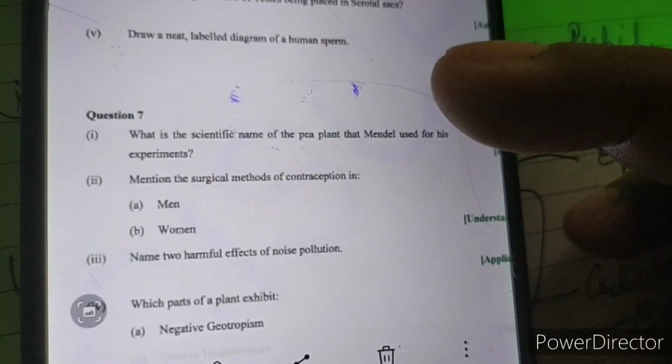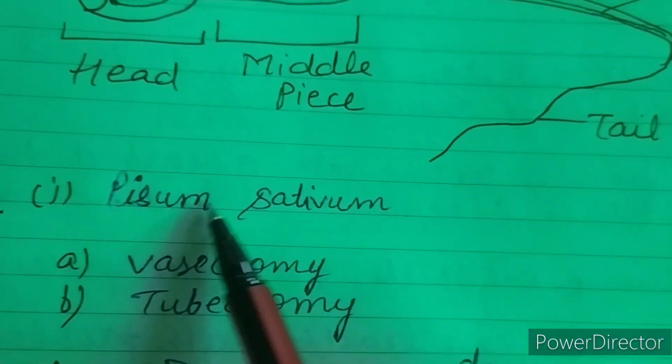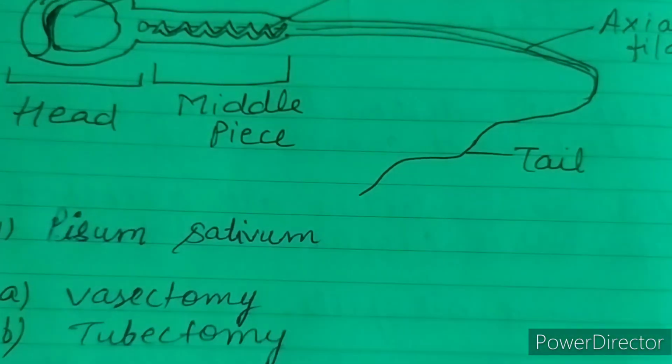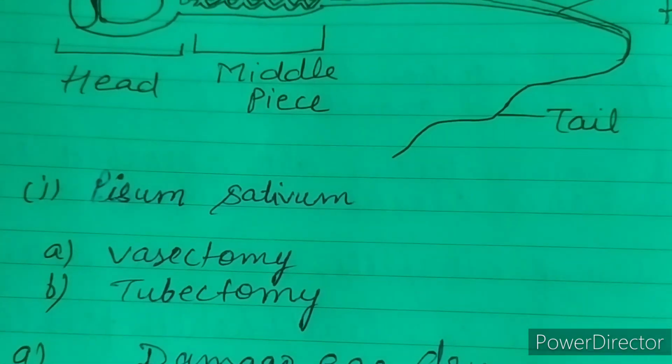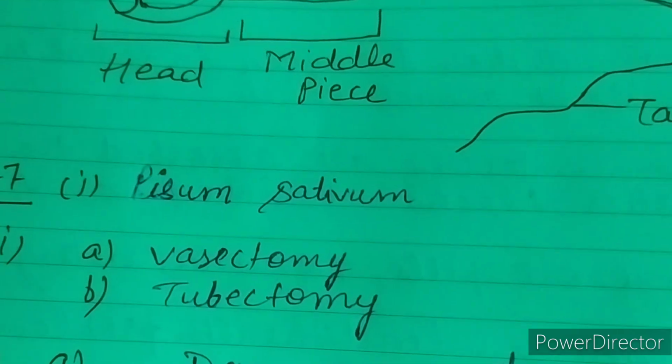Next is question number 7. What is the scientific name of the pea plant that Mendel used for his experiments? That is Pisum sativum. For that you have to write P in capital, S in small and a space in the middle, because that is the correct format of writing the scientific name of any plant or human in binomial nomenclature.